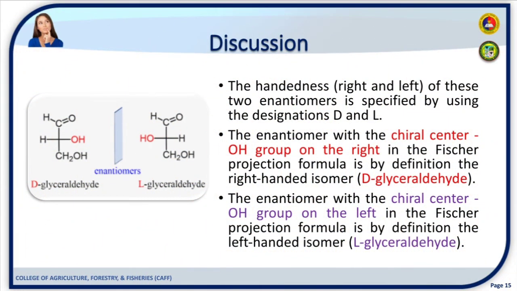Moving on, you already know that the handedness of these two enantiomers is specified by using the designations of D and L. The enantiomer with the chiral center OH group on the right in the Fisher projection formula is by definition the right-handed isomer. In this example, we have D-glyceraldehyde. On the other hand, the enantiomer with the chiral center OH group on the left in the Fisher projection formula is by definition the left-handed isomer, or L-glyceraldehyde.